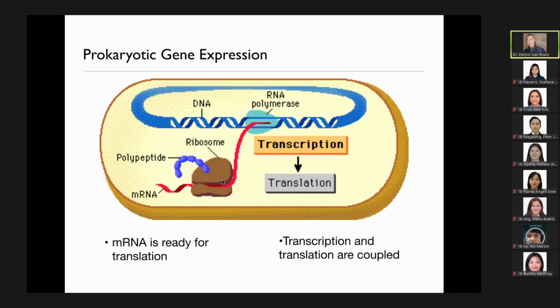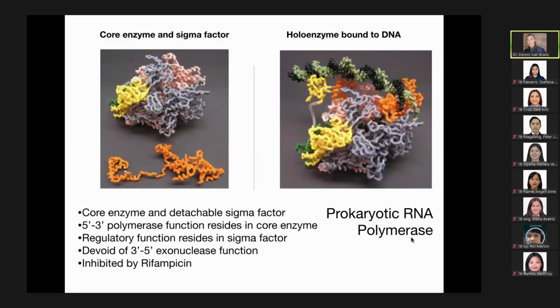So what is the reason for that? Well, number 1, the RNA does not have to be modified. It's ready to be used. And number 2, there is no physical separation between the DNA and the rest of the cytoplasm in a prokaryotic organism. The enzyme for transcription is the RNA polymerase.